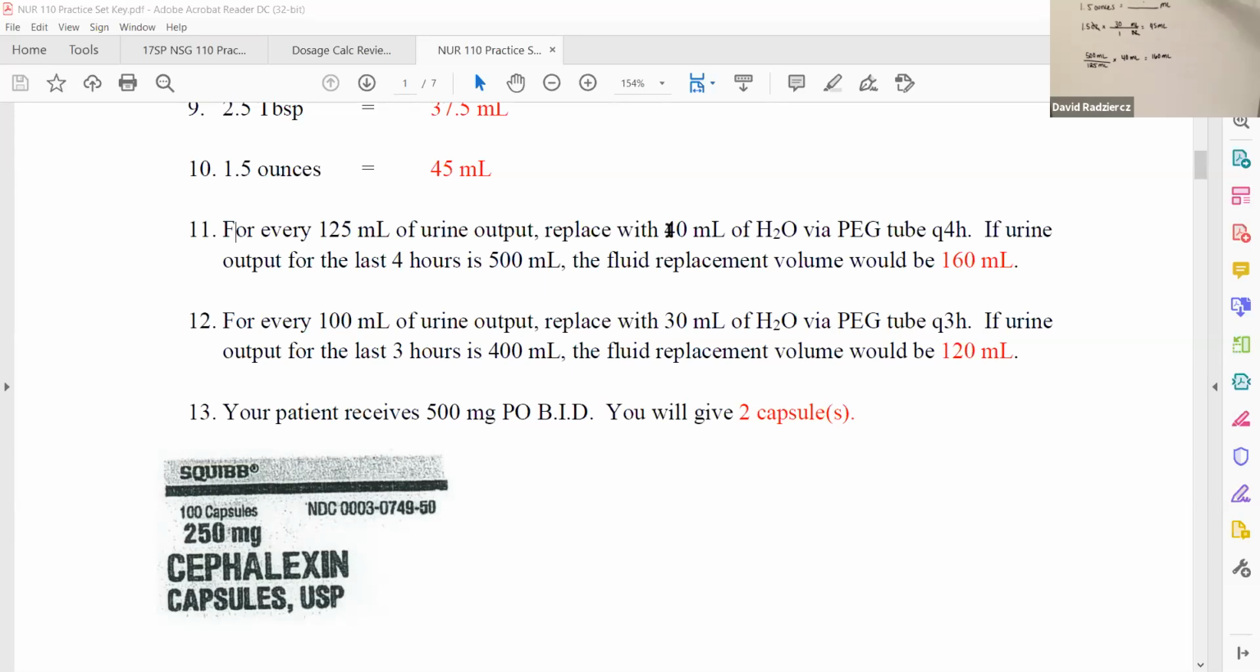But that's also why I showed you the alternative way, just because that way, if you're getting a number less than 40 and they voided out 500, they're going to need more than 40 milliliters, right?